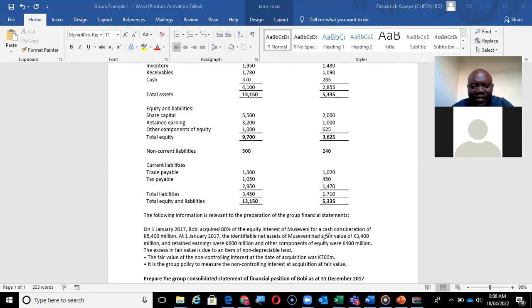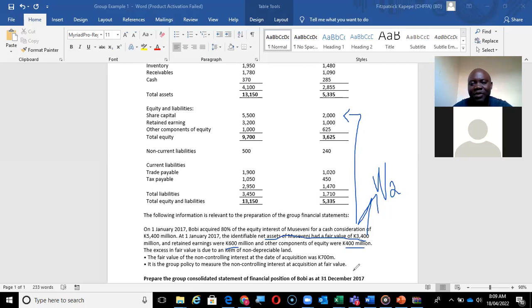The identifiable net assets of M7 had a fair value of 3,400 million. So we know that this part will find itself in working two. And the retained earnings were 600, and the other components of equity were 400. So I've been given the 600 on retained earnings, equity of 400. The difference, we know that it should be share capital. But if it's beyond share capital of 2,000, then we know that there's also a component of fair value.